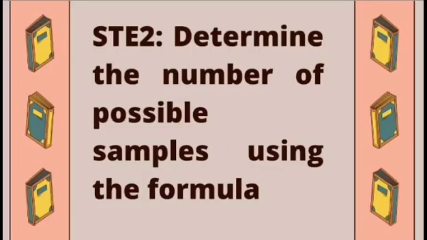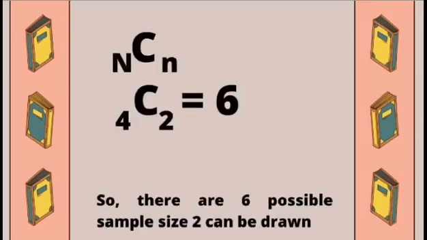Step 2. Determine the number of possible samples using the formula NCn. 4C2 equals 6. So, there are 6 possible samples of size 2 that can be drawn.